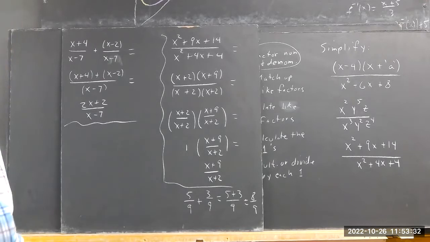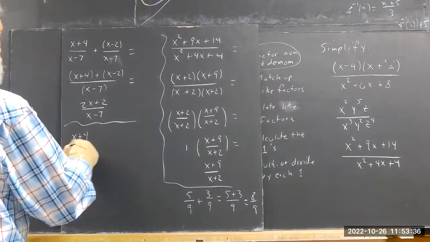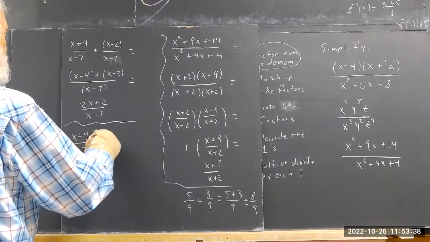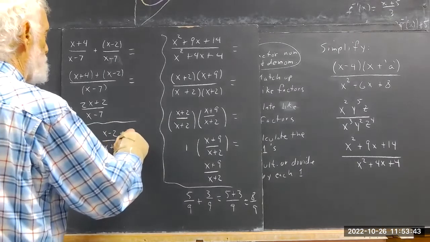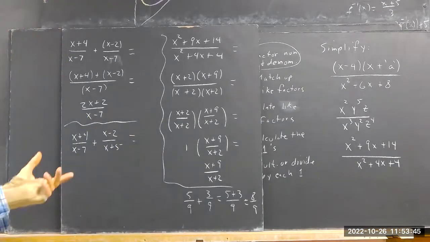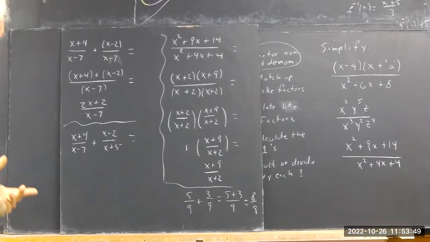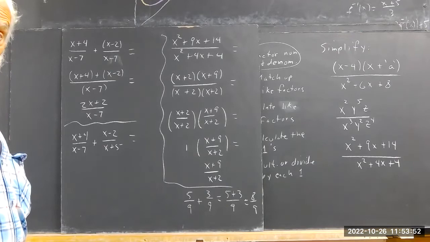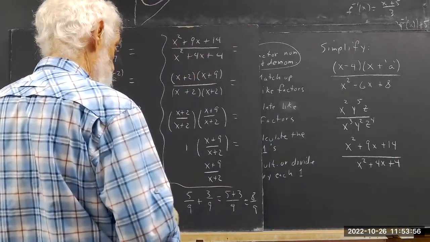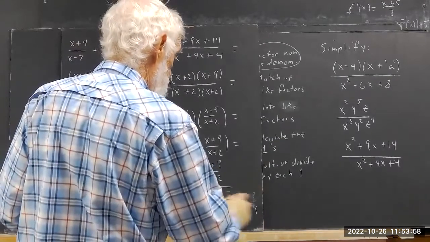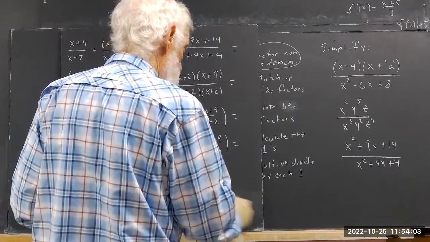Now, what do you have? What are you going to do if you have x plus 4 over x minus 7 plus x minus 2 over x plus 5? Well, you can think, what do I do if I have fractions with unlike denominators? I'm going to leave this here, because we all understand that.